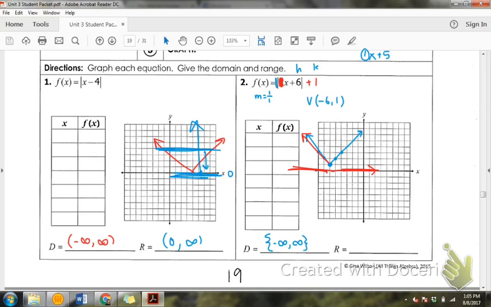Can I give you a hint? What have we noticed about the domain in all three problems that we've done so far? Your domain is always going to be negative infinity to positive infinity. Your range is what's going to change. Okay, Ashley?